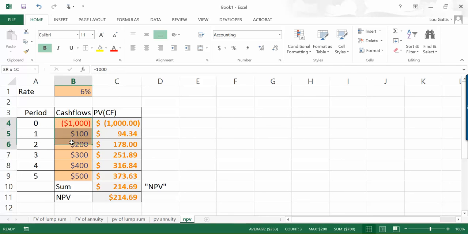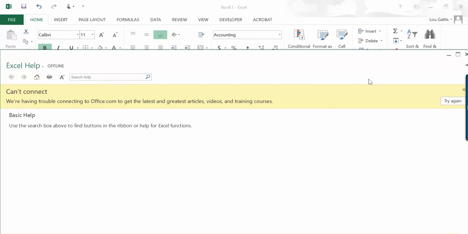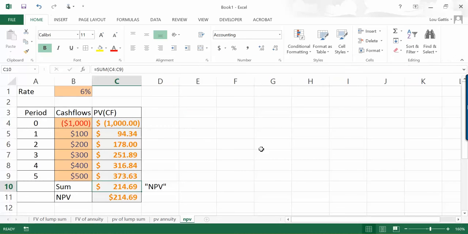So if you're looking at this project that costs $1,000 today and generates these cash flows, we take the present value of all future cash flows, subtract off that initial payment. Let me get rid of that. And this NPV is positive. It's $214. And in finance, whenever you have an NPV greater than 0, you would accept the project.